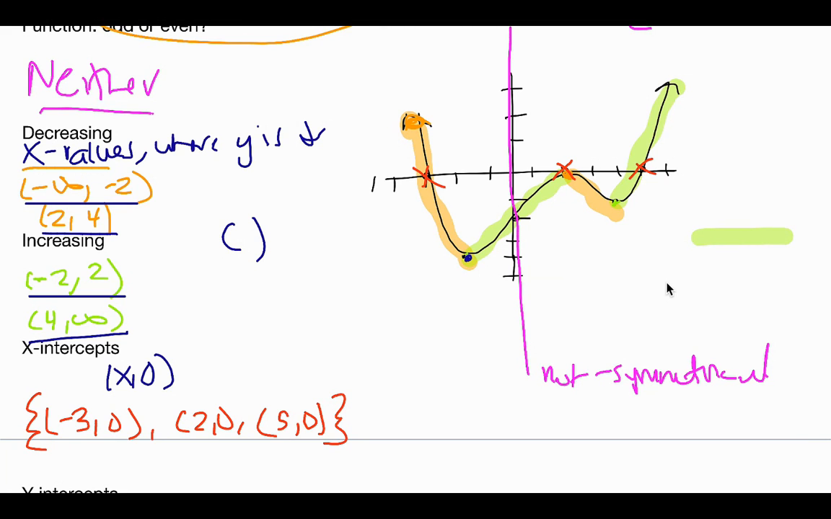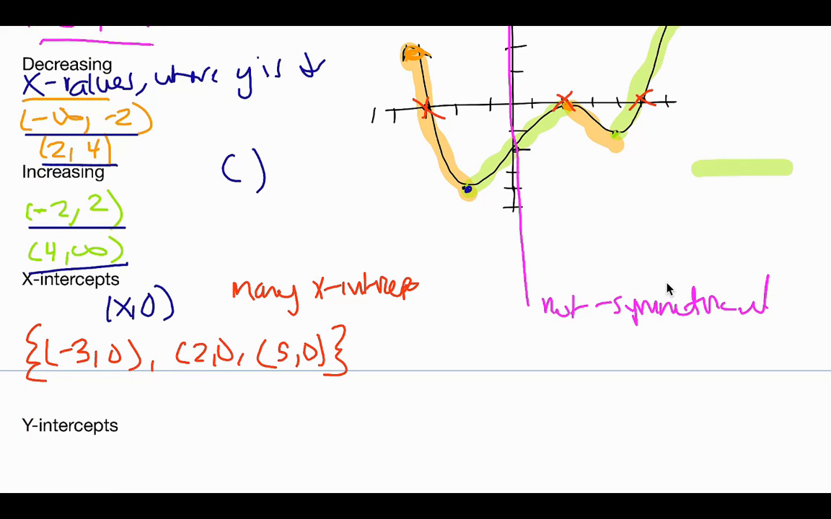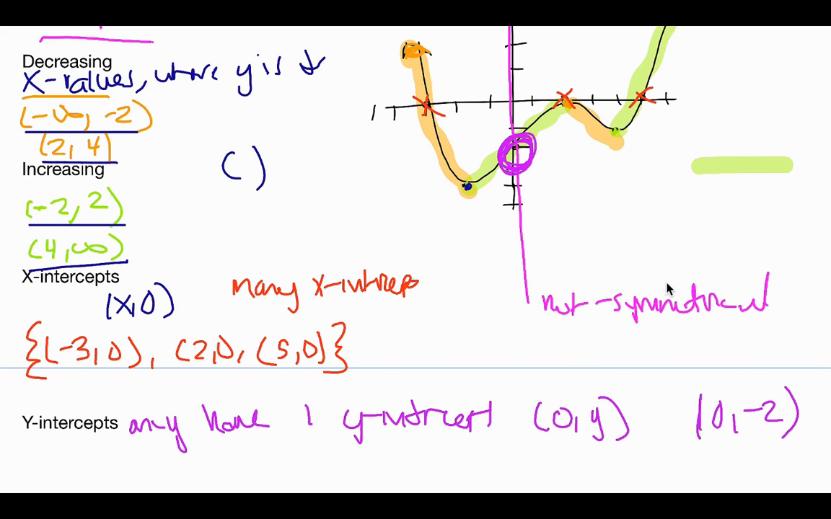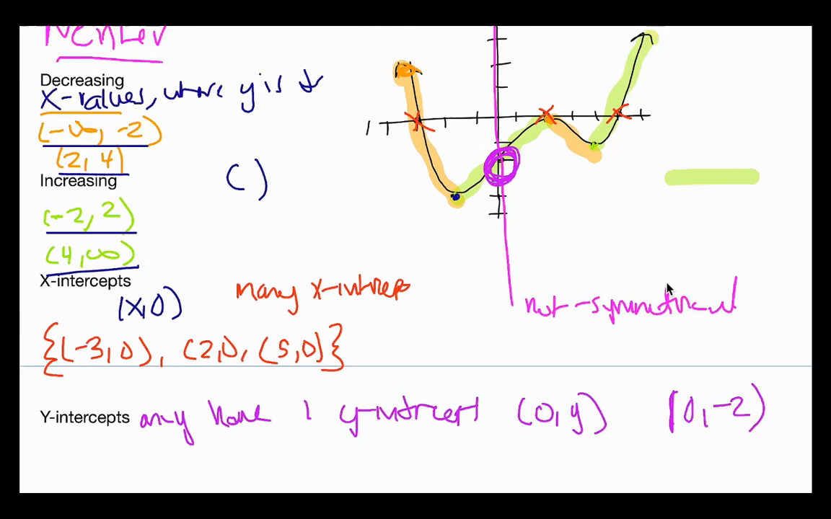And you can have many x-intercepts, but you can only have one y-intercept, and that has to do with the definition of a function. And your y-intercept is happening right here. Maybe you circle your y-intercepts. And those are always going to be points (0, y). So in the case of this one, I am at -2. So this is at (0, -2) on this particular graph.